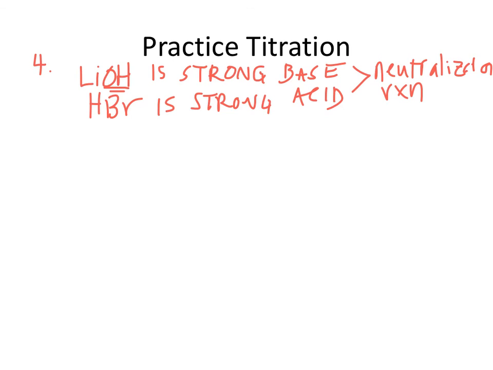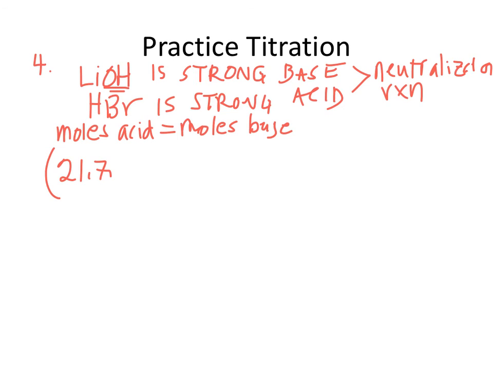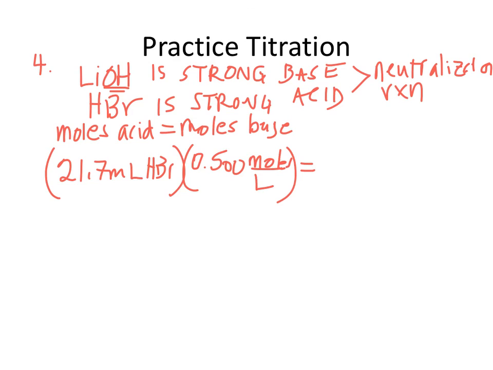And so what we have then is, again, moles of acid equal moles of base. And the moles of the acid will be, we use 21.7 milliliters of the acid. You can write HBr times the molarity of the HBr, 0.500. If you want to see how things cancel out, you can write molarity in terms of moles per liter.